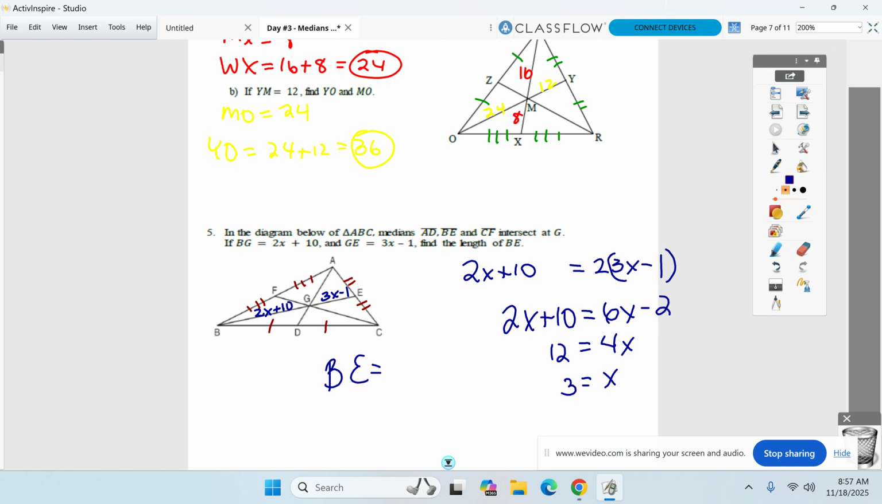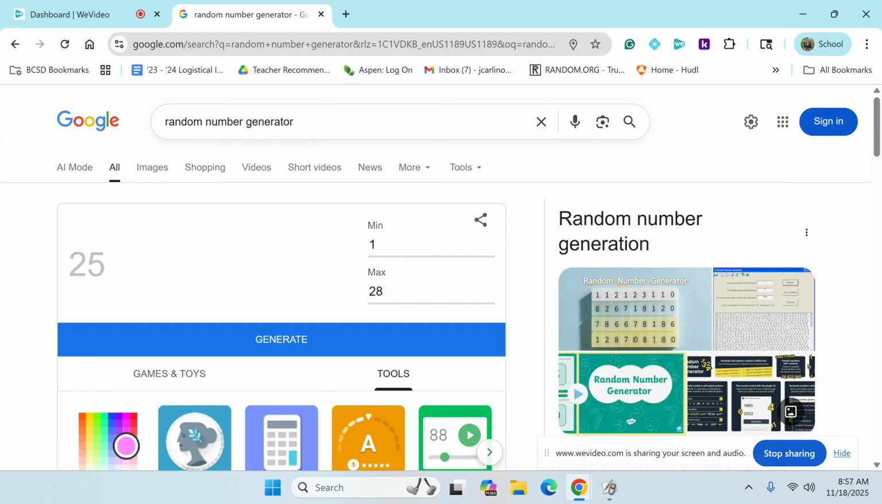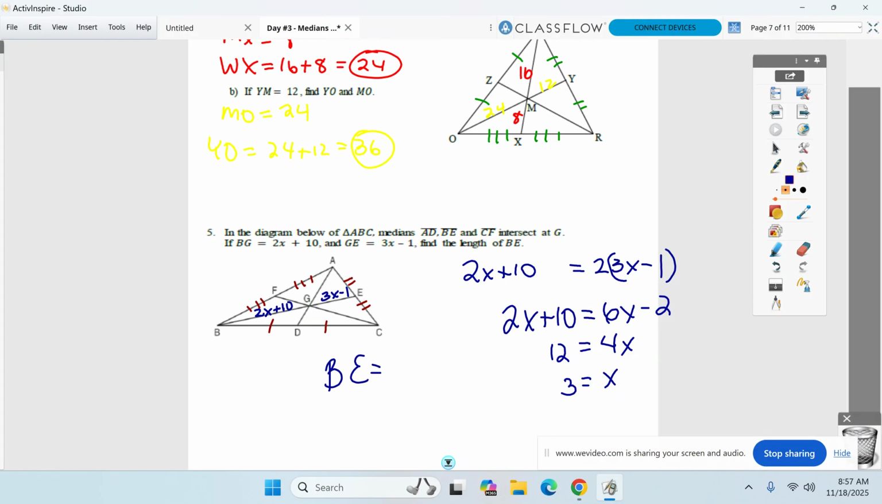Okay, I got x equals 3. Make sure we're all on the same page there. x equals 3. All right, substitute in. And how long was the length of BE? Noah? 24 units. Yeah.